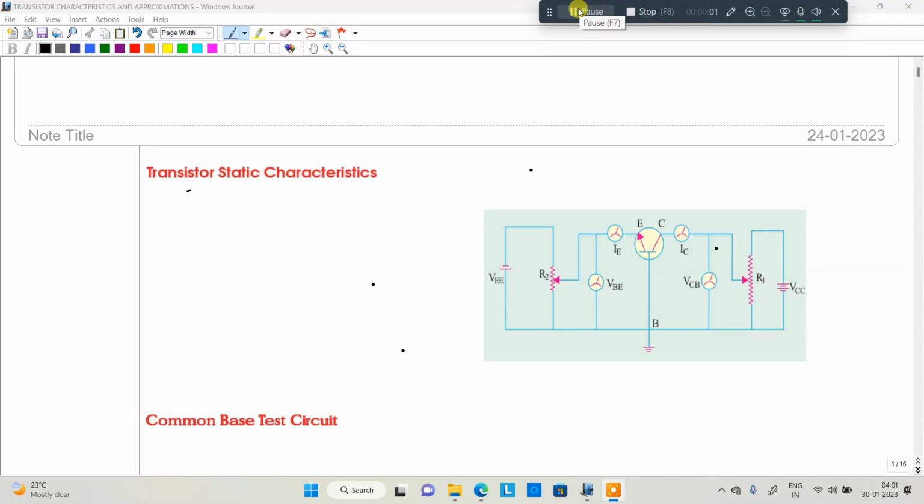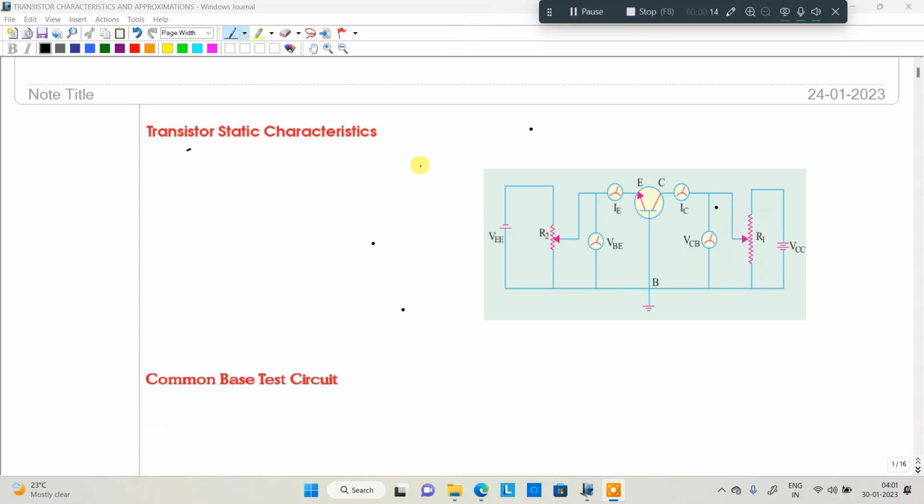Hello, hi to everyone. Next we are moving to the next chapter, chapter number 5, Transistor Characteristics and Approximation. This is the first lecture on that. So in this lecture number 1, we'll discuss the characteristics of common base, common emitter and common collector. Okay, so see here, transistor static characteristics.